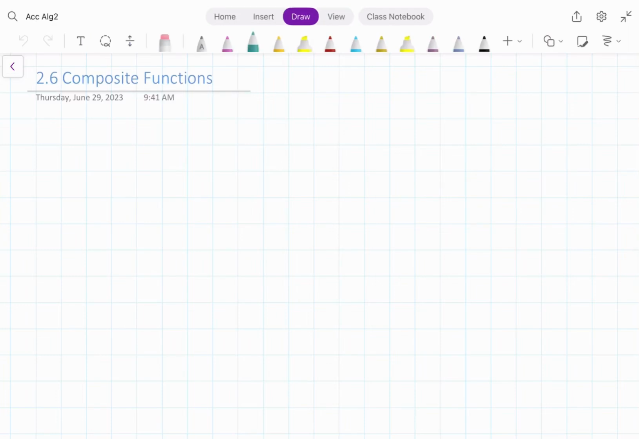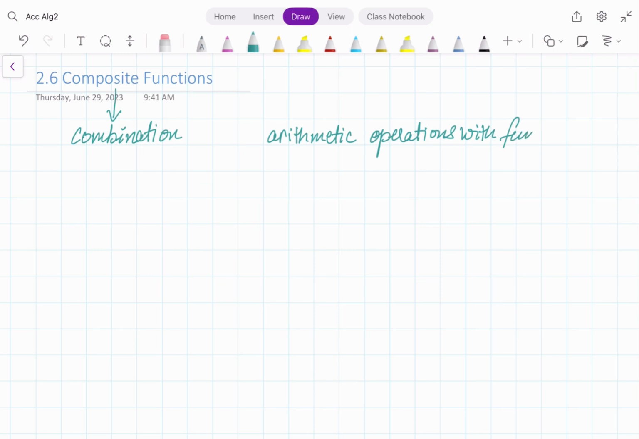Welcome back. Today we will be talking about composite functions. Composite functions are nothing but combination functions. Combination implies that instead of talking about only one function, we are combining more than one function. So we can perform all the arithmetic operations with these functions. When I say arithmetic operations, we are talking about adding, subtracting, multiplying, and dividing, right?